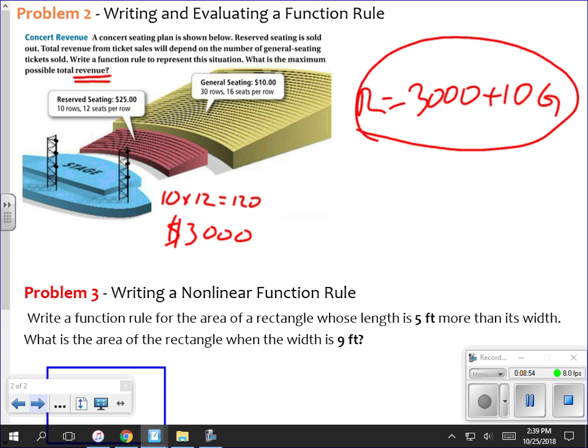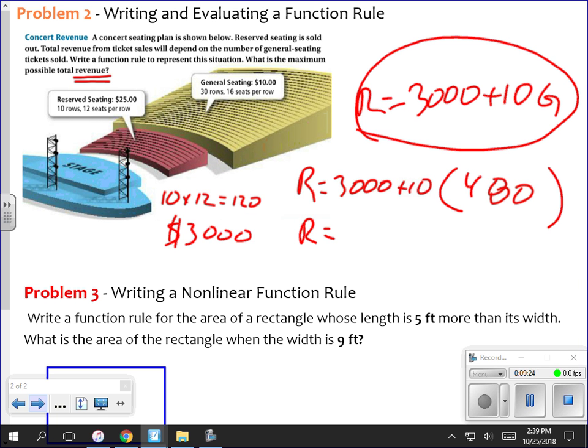Second part is, how much money did I actually make? So I need to take my equation, 3,000 plus 10, and I need to replace G with how many actual seats there are. How many general seats are there? 480. 30 times 16. 480 seats. So my revenue is 10 times 480 is 4,800 plus 3,000 is $7,800.